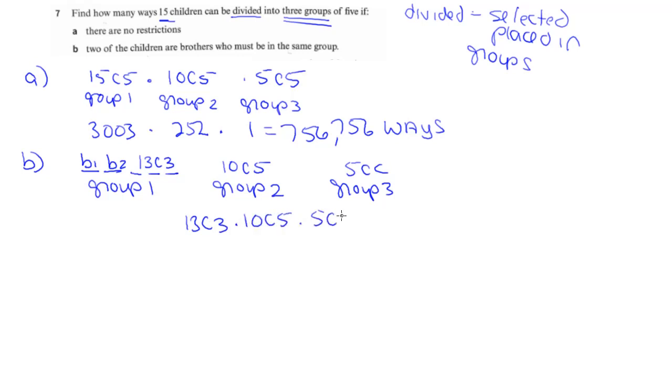Again, they've given you a restriction in the combination. Now forget about those brothers and just deal with the other selections. So that gives us this number of ways for number 7B. All right, let's look to the next.